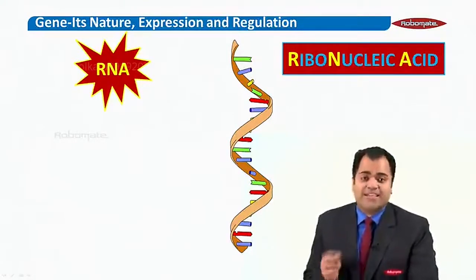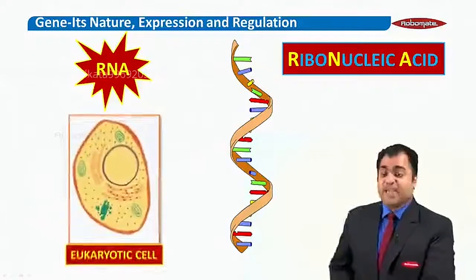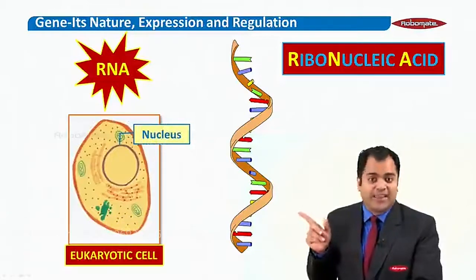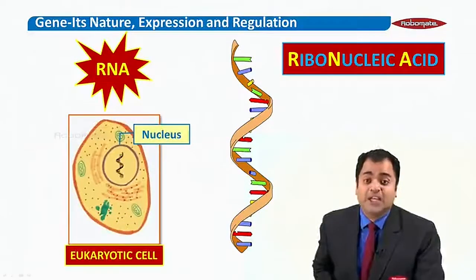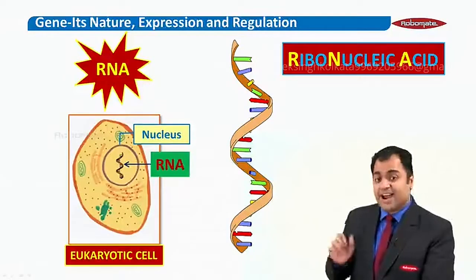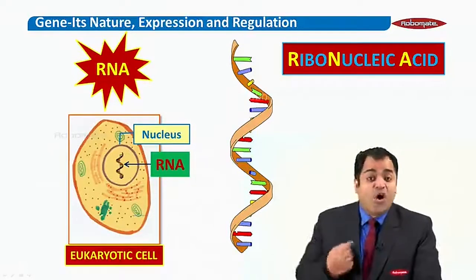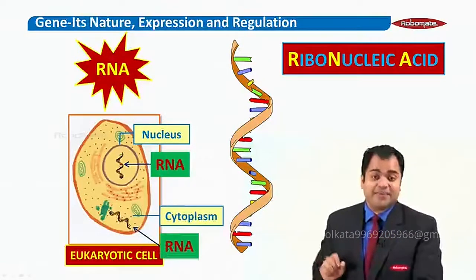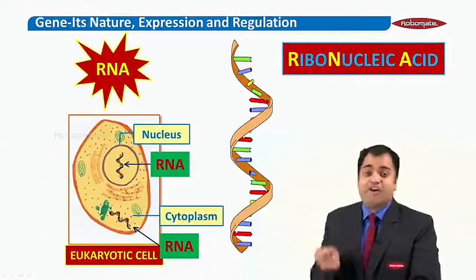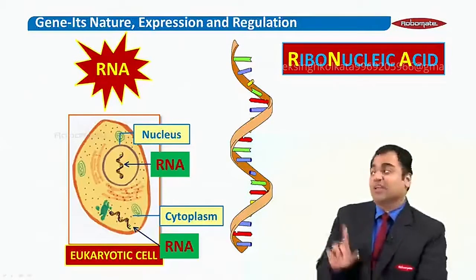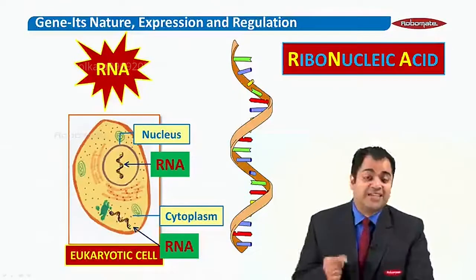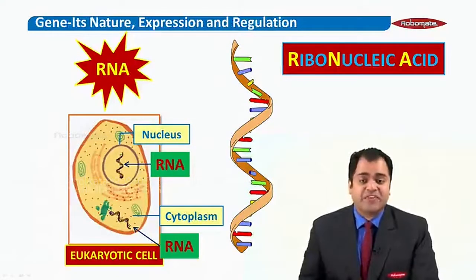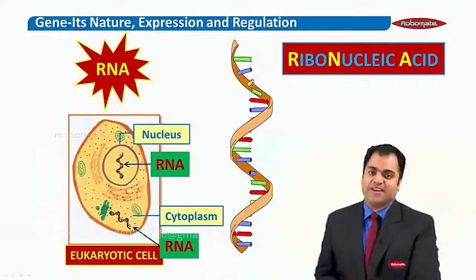Now, where do you think RNA is found in our cell? If I see a typical eukaryotic cell, I see that structure right there called the nucleus. RNA is found in the nucleus. See that picture right here? That's RNA. RNA is also found in the cytoplasm. There you go. Look at that. That's RNA again. So I can say that RNA or ribonucleic acid is found within the nucleus. It is also found in the cytoplasm. Is that okay?